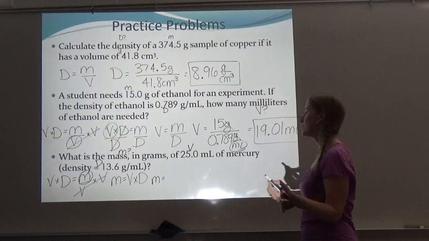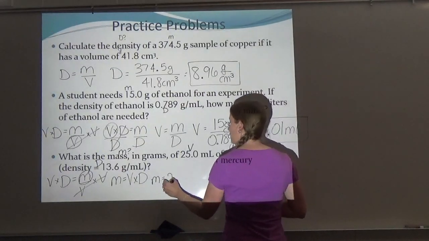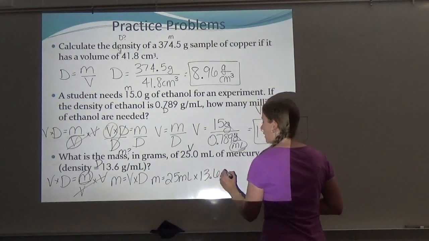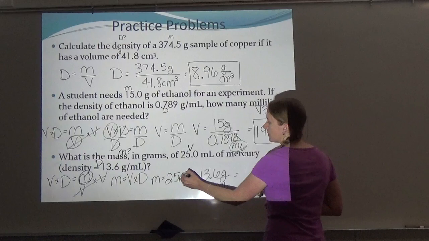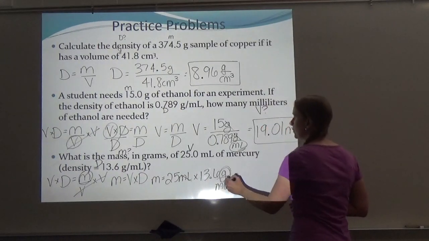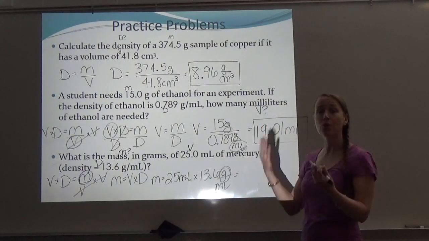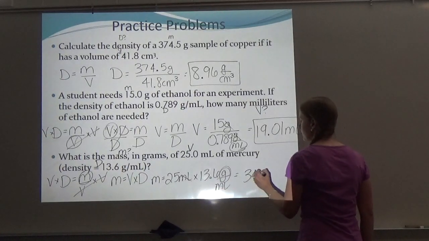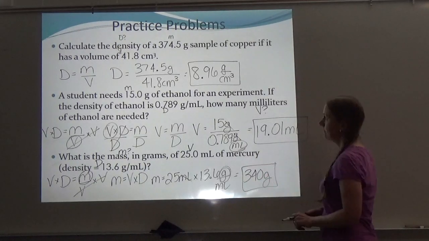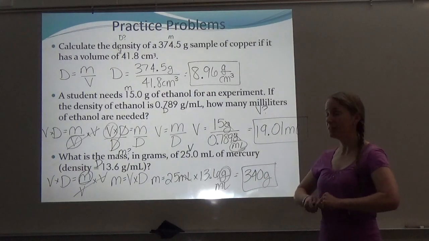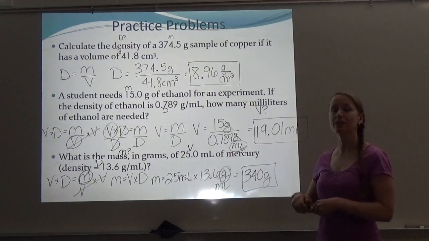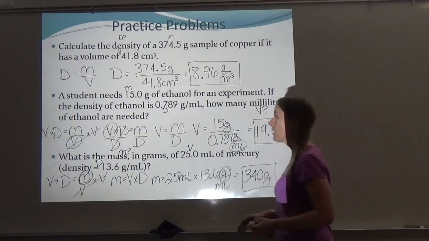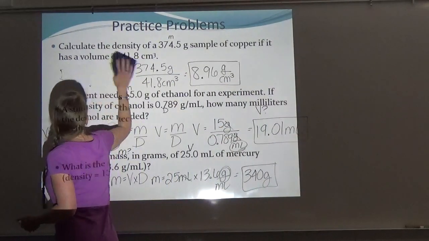Nothing like plugging into a formula, that's pretty easy. So the volume is 25 milliliters, and my density is 13.6 grams per milliliter. So if you look, my milliliters cancel, I'm left with grams, which is what it wants, so I don't have to convert, and I just multiply my two numbers. So I got 340 grams. Okay, so hopefully you're getting those right, and hopefully you're finding these a little easier than converting how many liters are in the ocean when I give you kilometers cubed. So let's move on.